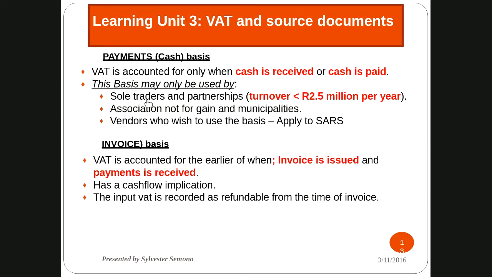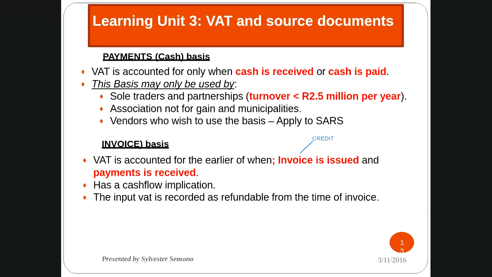Okay, let me explain the invoice basis. The invoice basis says we will account for VAT looking at the earlier of invoice issued or the payment received. Let me explain this thing of invoice issued. When you say the invoice issued, it is, for example, where we sold on credit. In other words, if I issue an invoice, it means you owe me, meaning you are going to pay me maybe at the end of the month.